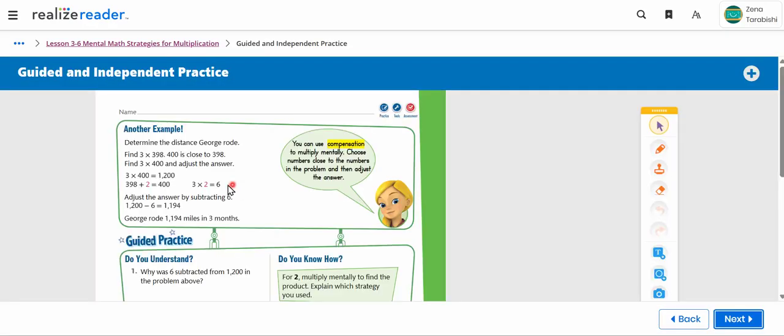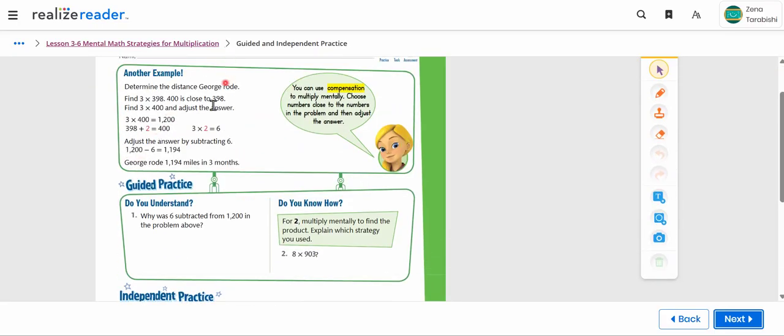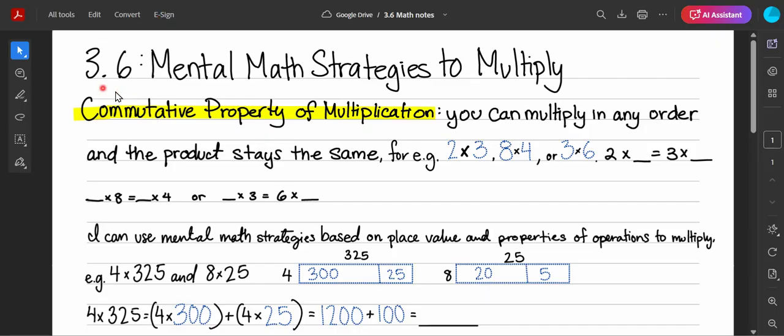All right, we're on the guided and independent practice. Here's another example where they use compensation to multiply mentally. And so we're going to go over this as we go over the notes, so please make sure that you are ready. We're on 3.6, mental math strategies to multiply.